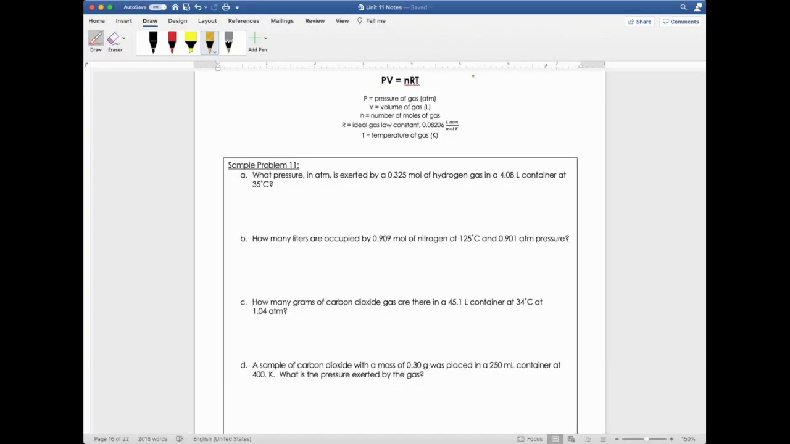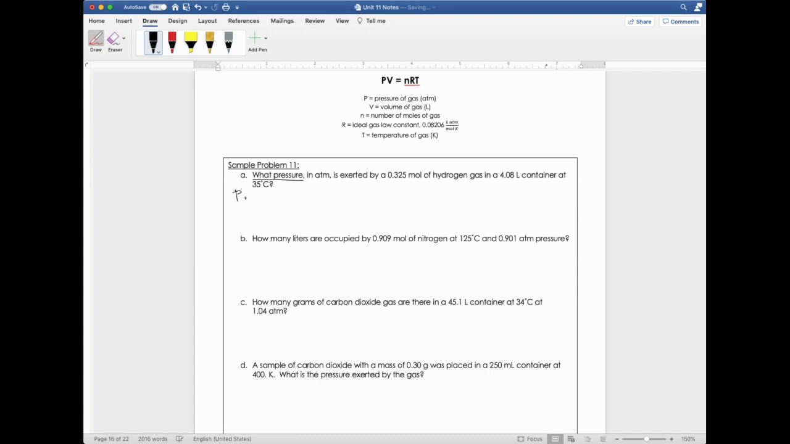All right, so sample problem 11. Looks like we have 4 examples here. I'm not going to do all 4 of these with you because, like I said, I think they're pretty self-explanatory. As long as you have all of these variables in the correct units, you should be able to solve each of these pretty easily. And in fact, sample problem 11A is that way. It looks like the only thing we're going to have to convert is the temperature. But anyway, we want to know what pressure in atmospheres. So what pressure is what we're looking for.